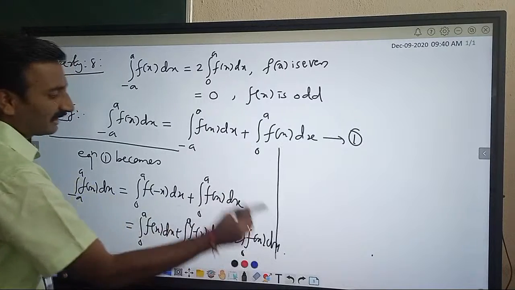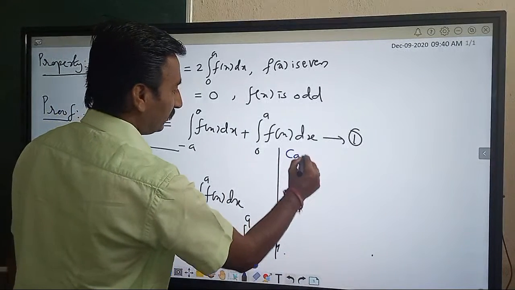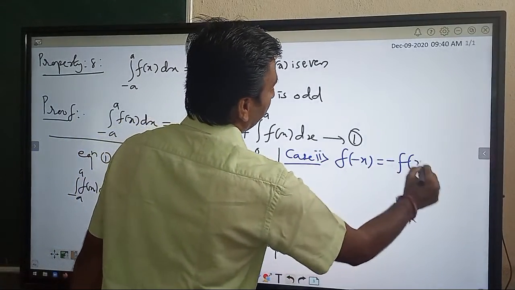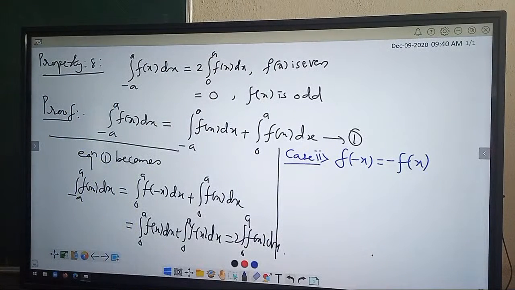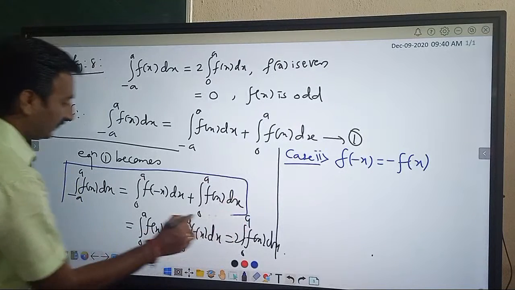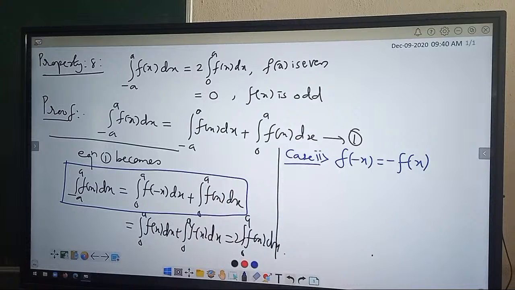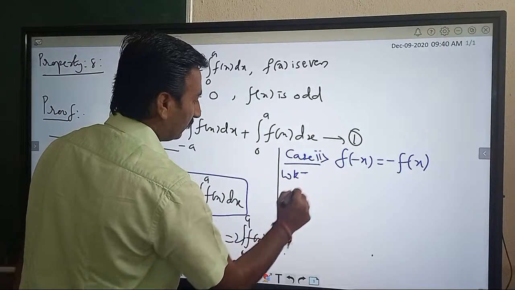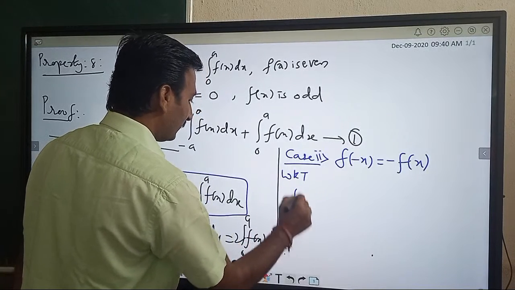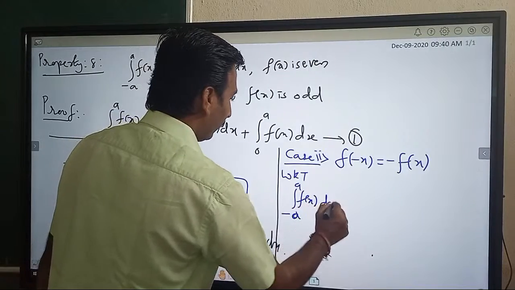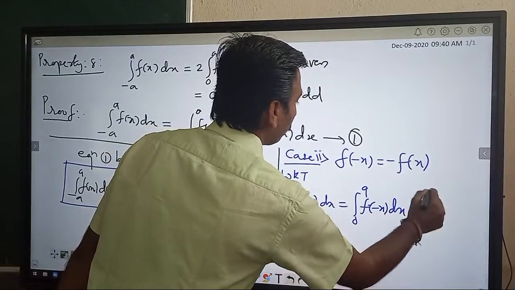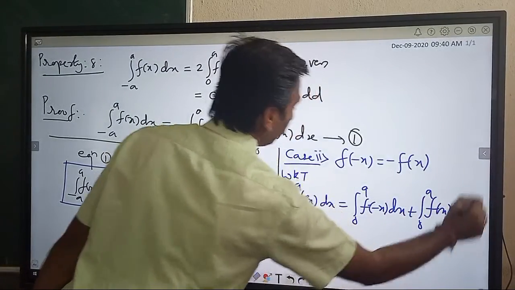Or else you can say here it is case number 2. In case 2, f of minus x equal to minus f of x. So directly we know very well this case. Once again, you don't need to do all the stories. Directly we know that minus a to a f of x dx I got as 0 to a f of minus x dx plus 0 to a f of x dx.